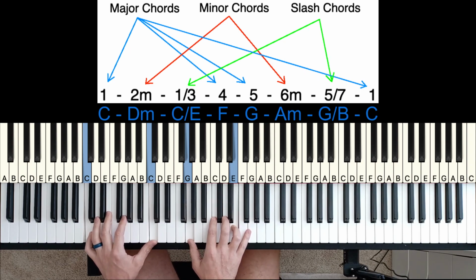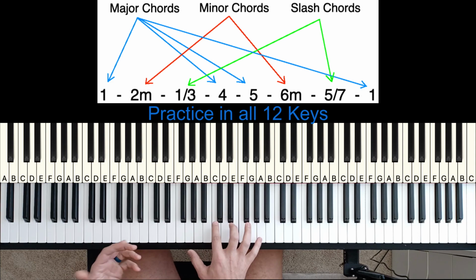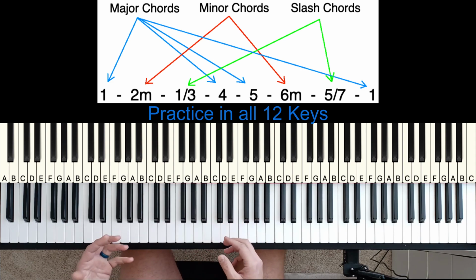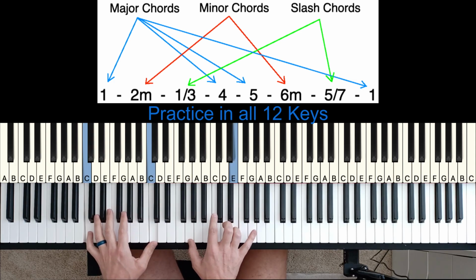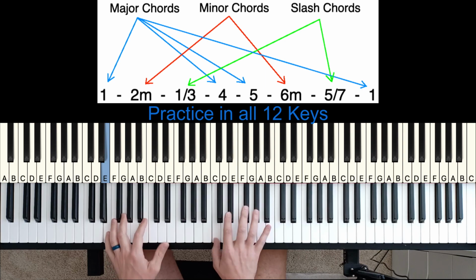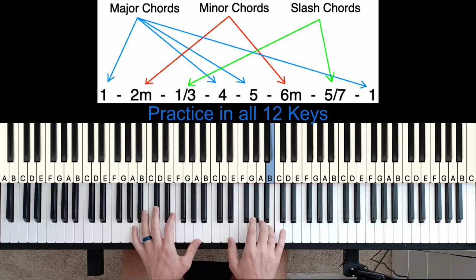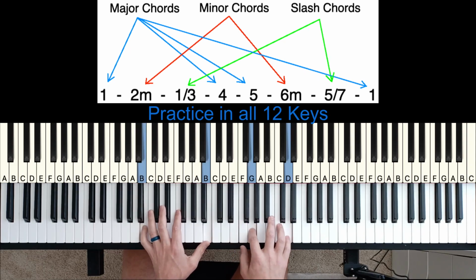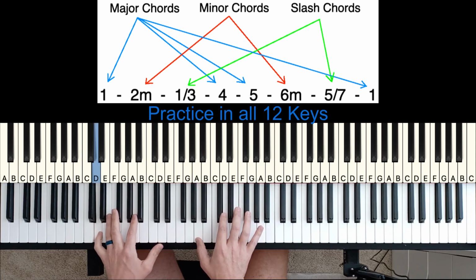Like that. So now I want to make sure we have this in all 12 keys, because it's really good when you learn a progression, learn it in all 12 keys, because you don't ever know what key the song is going to be played in. So let's go to D.